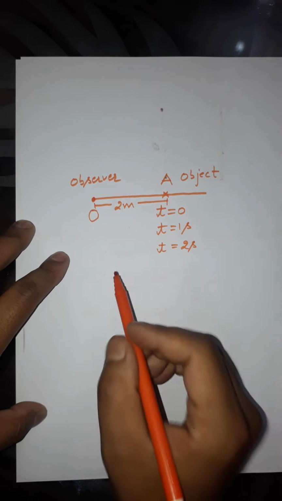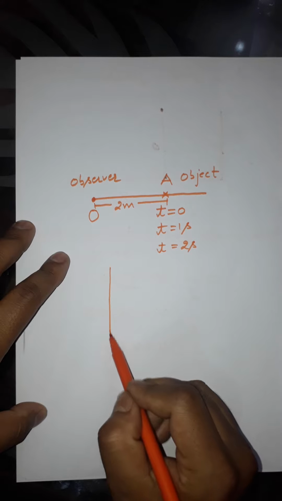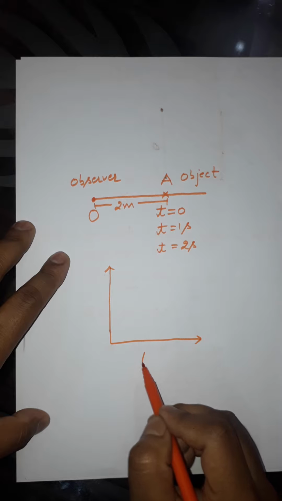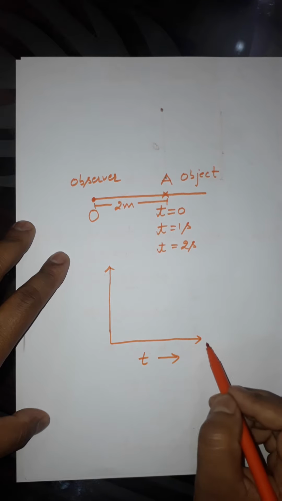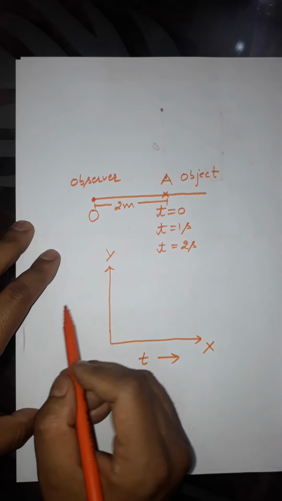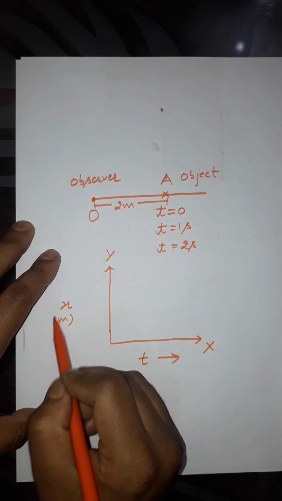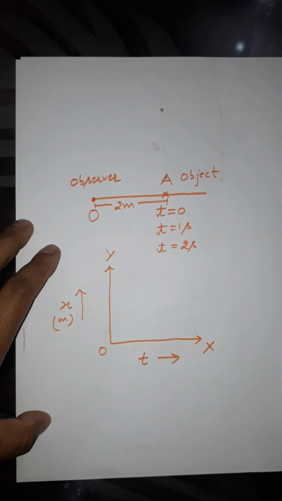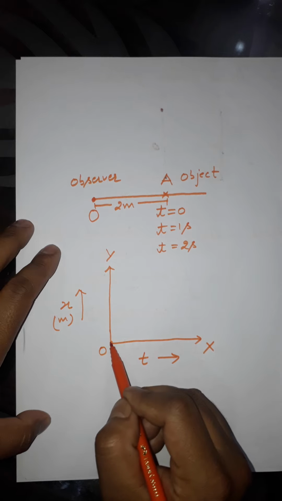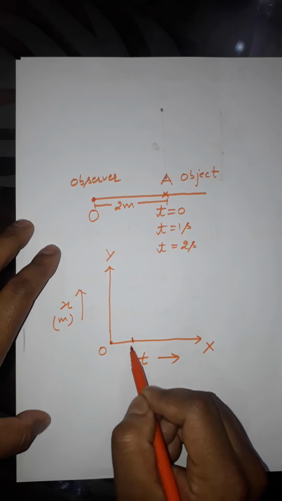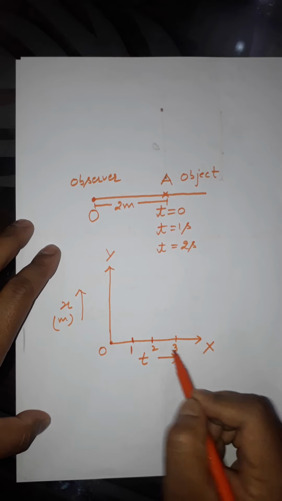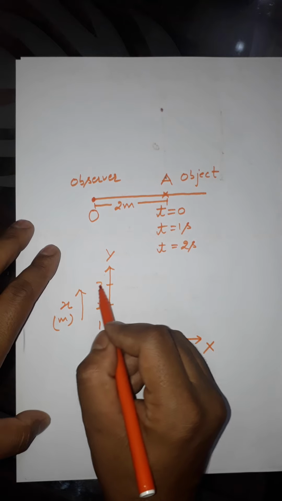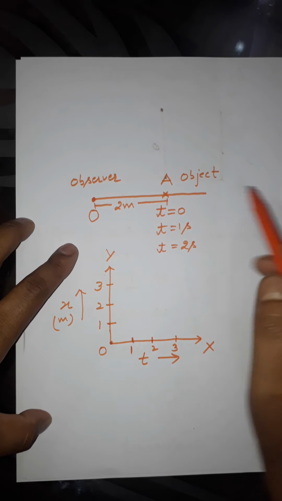Okay, so let us draw a graph between the distance and time. So time is an independent variable is taken along x-axis and distance in meter is taken along y-axis. Okay, O be the origin here now and let us mark time t 1 second, 2 second and 3 second and consider 1 meter distance, 2 meter, 3 meter.